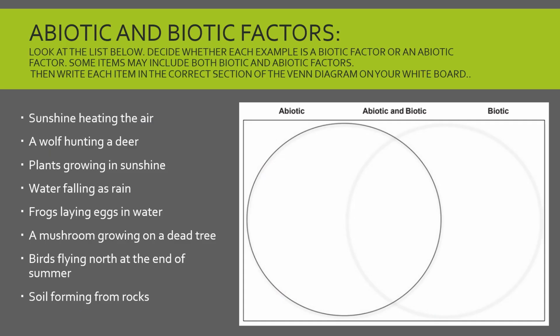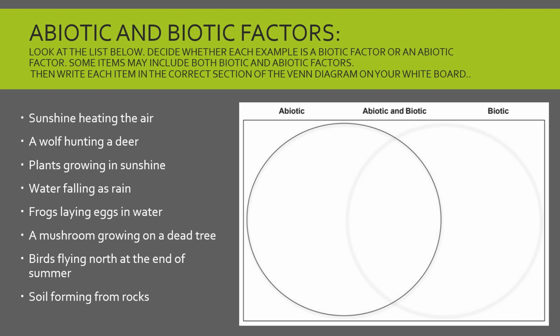So I'm going to skip over this slide. If you would like to practice it, you can, but essentially you are just putting these things in categories. Like sunshine heating the air, you're going to tell me, is it abiotic, biotic? Actually, sorry, I'm not going to skip over this slide. We're going to do it together. So that's what we're looking at. We are looking at each of these examples, and I want to see, are they abiotic, both abiotic and biotic, or are they biotic? So again, abiotic is non-living, biotic is living.